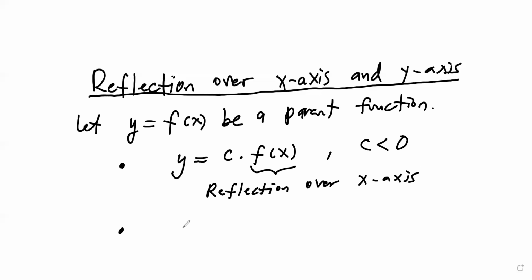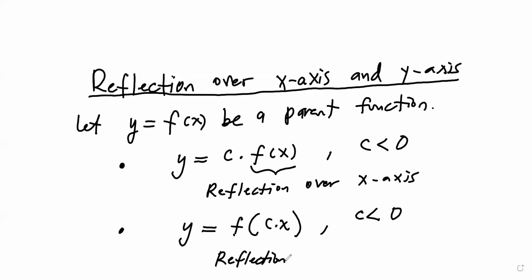The second type is when c is inside, so c times x. c is negative, of course, in this case. Therefore, if x is multiplied by a negative number, then we have a reflection over the y-axis.